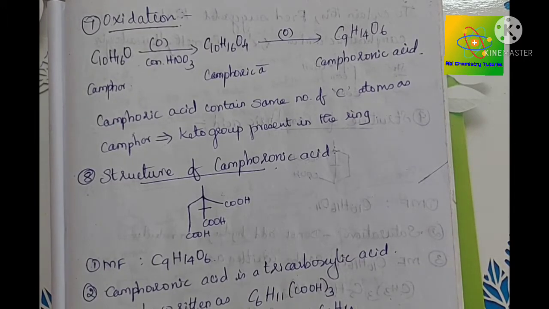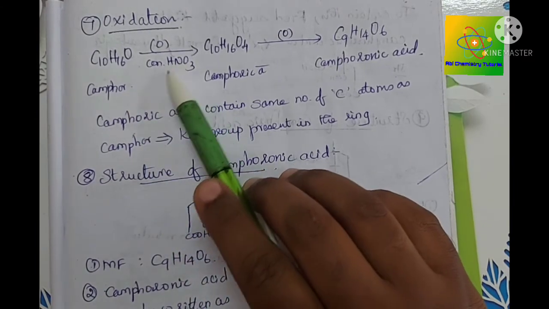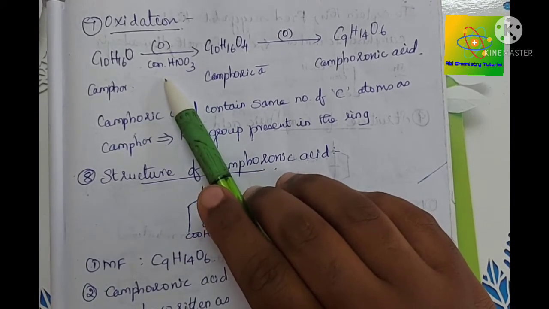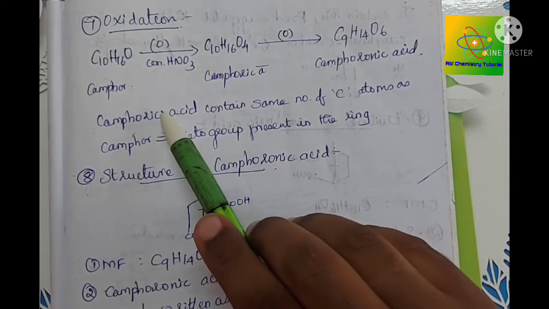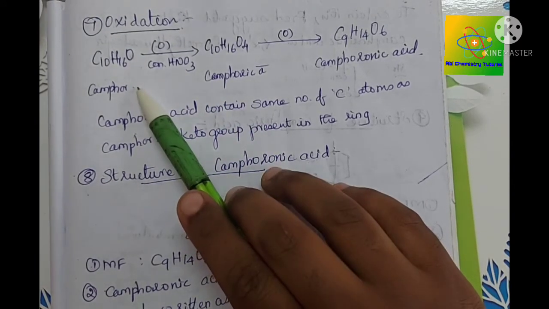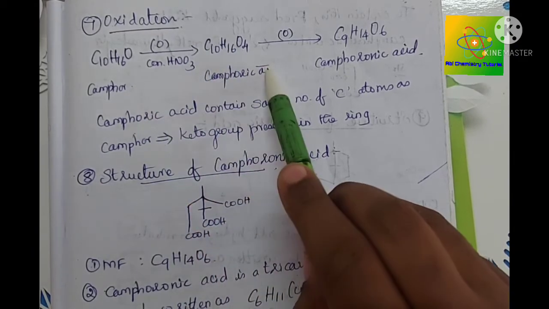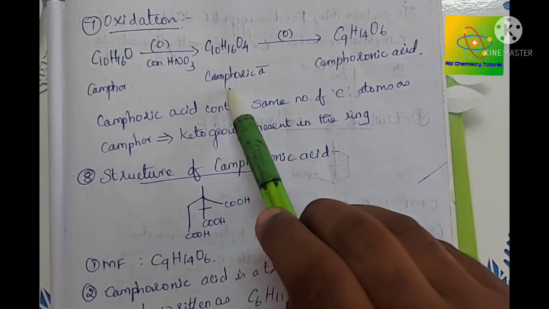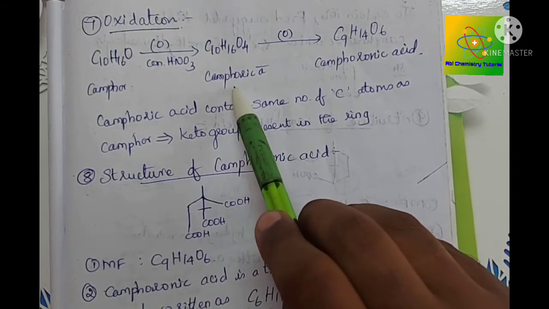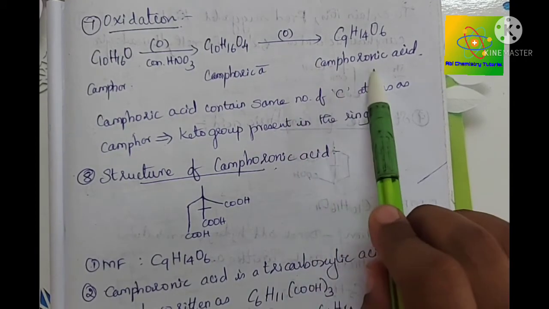The next step is oxidation. Camphor on oxidation with concentrated nitric acid gives camphoric acid. We have already concluded that camphor has a ketone group, so on oxidation we get an acid, camphoric acid. This camphoric acid on further oxidation gives camphoronic acid.